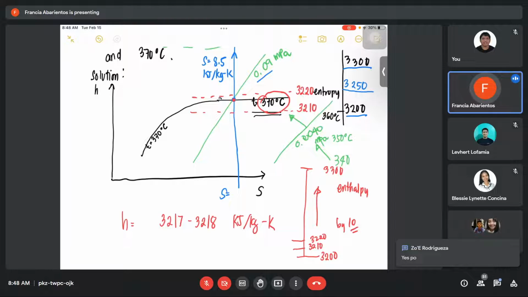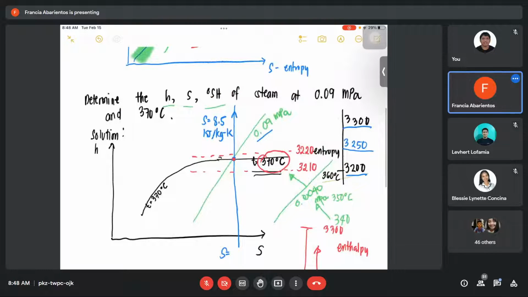Okay, so take note, class, that is now our... Okay, good, someone is listening after all. So, what we have obtained so far, class, is two: the entropy and the enthalpy. What about the degree of superheat? Okay, the degree of superheat. Go ahead, the degree of superheat.